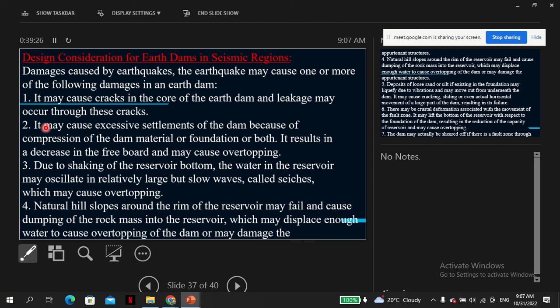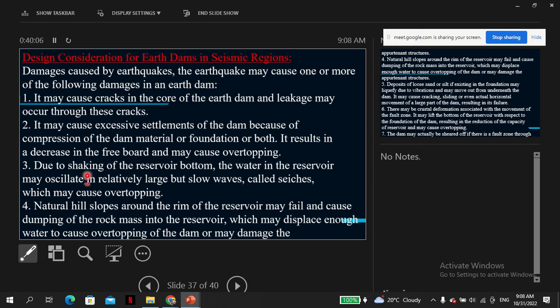So even though we are saying in this country that we don't have earthquakes and so on, we are not in charge of when an earthquake will happen. And even when we say it's rare statistically, we have instances where earthquakes have affected us. So still, this is the reason. It may be excessive settlements. Earthquakes will also cause excessive settlements due to compression of the dam material or the foundation. It results in a decrease in the freeboard and may cause overtopping.